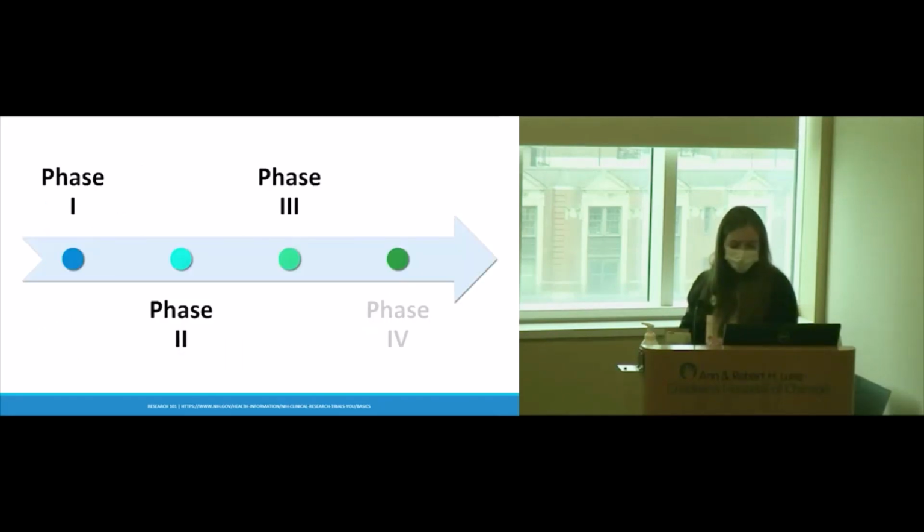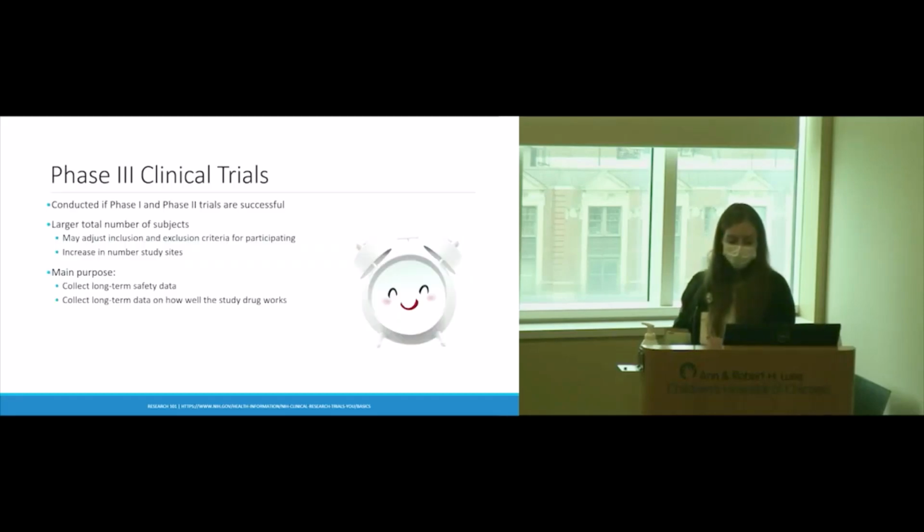The next phase we move into is phase 3 clinical trials. At this stage, these are conducted if phase 1 and phase 2 trials are successful. So you wouldn't skip to a phase 3 trial. At this point, we're able to enroll larger numbers of subjects. We also might start to adjust inclusion and exclusion criteria.